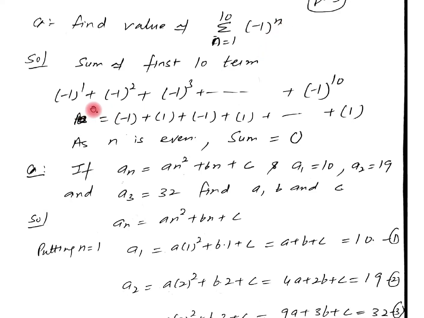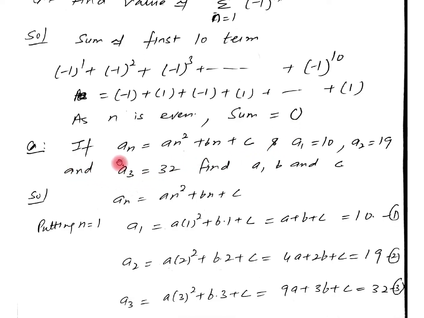Now putting n equal to 1, then n equal to 2, then n equal to 3, up to putting n equal to 10. It becomes (minus 1) whole power 1, (minus 1) whole power 2, (minus 1) whole power 3, and the last is (minus 1) whole power 10. Simplifying now, the number of terms are even. One term is negative, another is positive, then negative, the other is positive. As the number of terms is even, all these will cancel each other. So we are getting the sum of this equal to 0.